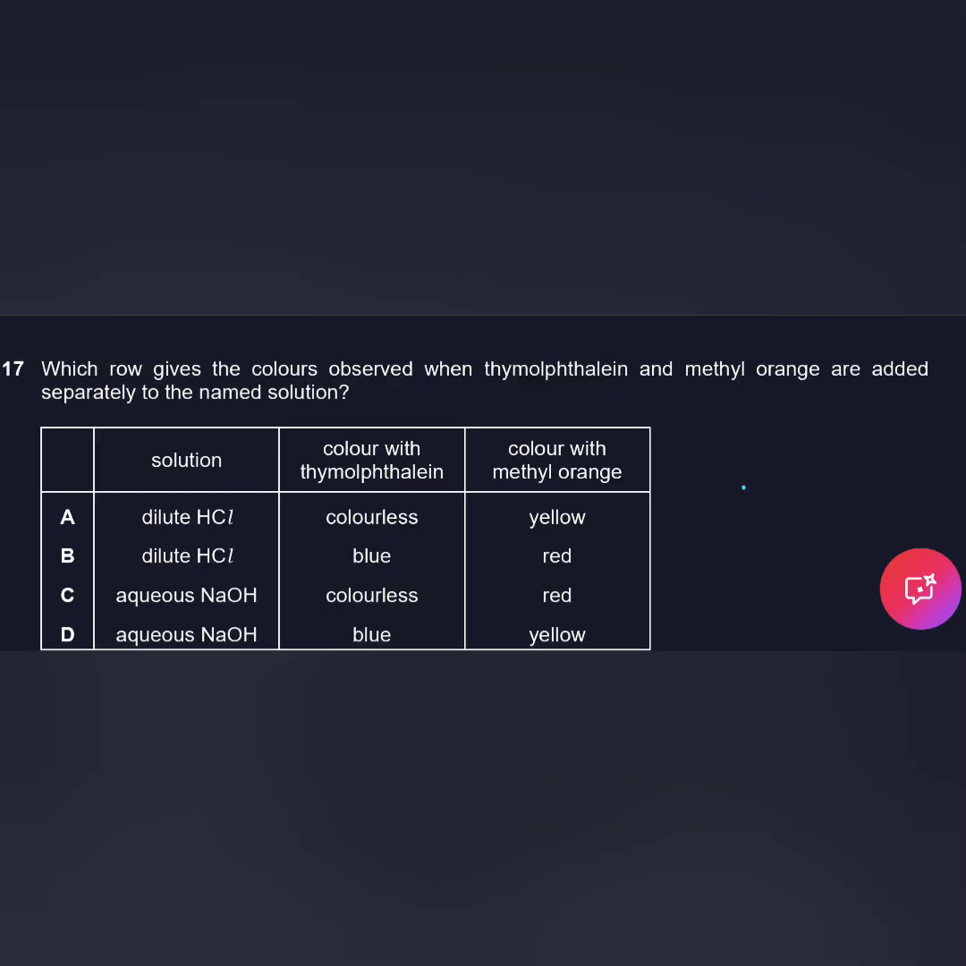Now an interesting question. Which row gives the colors observed when thymolphthalein and methyl orange are added separately to the named solutions? So we have two indicators, and this is again a little bit challenging or tricky question, because you have to look side by side, simultaneously, at the color changes of two indicators. Thymolphthalein is newly introduced, a few years ago, and methyl orange is our old indicator. So you must remember the color ranges. We have to check the correct color that comes in particular solutions.